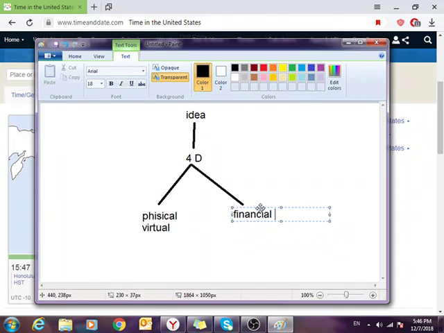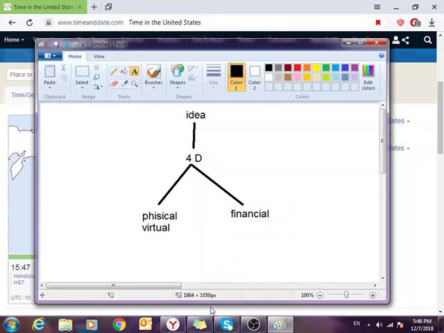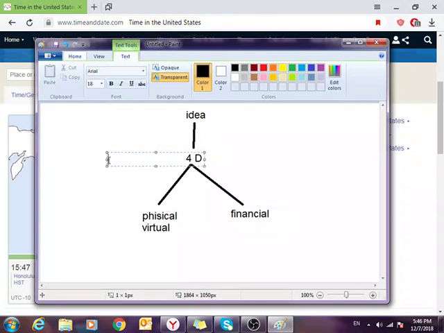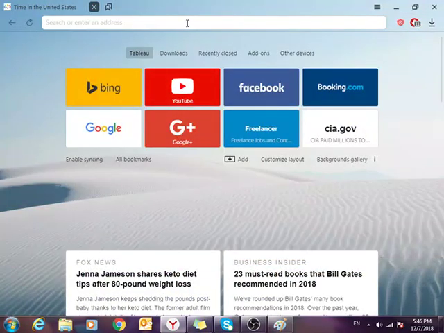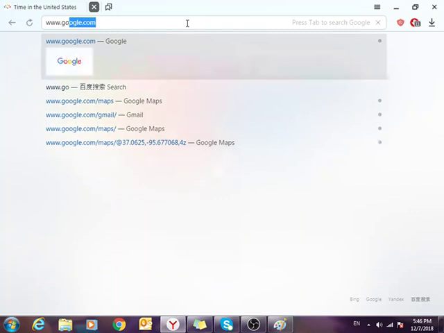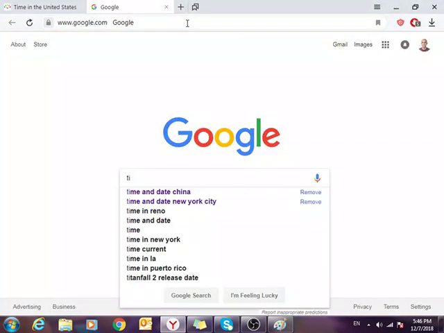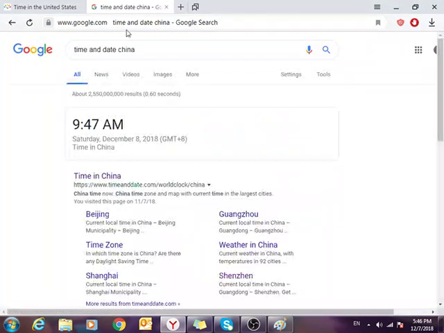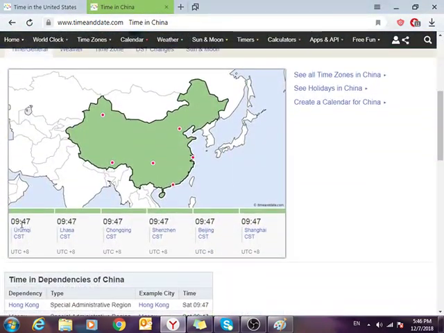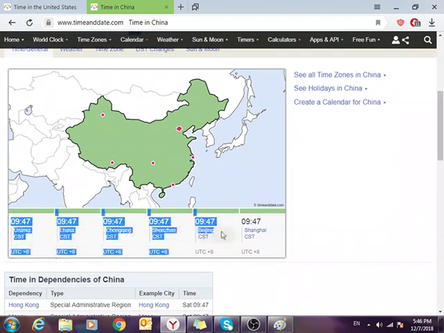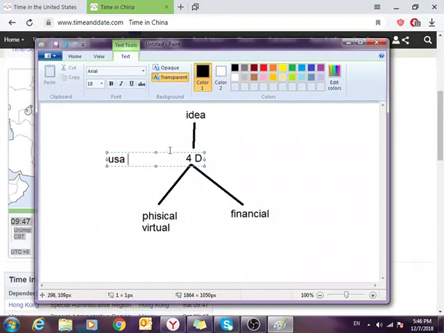Now if we look here and say USA, we will look at this map. And if I go back a little bit and search Google for China, I will see something else. I will see the same timing system. China 4D. Now this is USA.